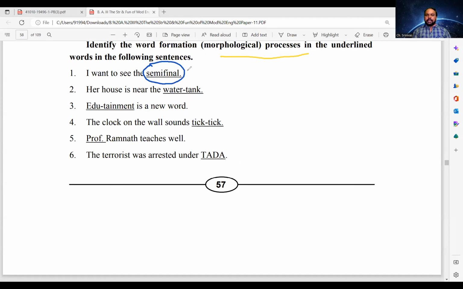So it is by adding a prefix. It is by adding a prefix, that is semi. Semi ane prefix ni final ane root word ki add chesam.